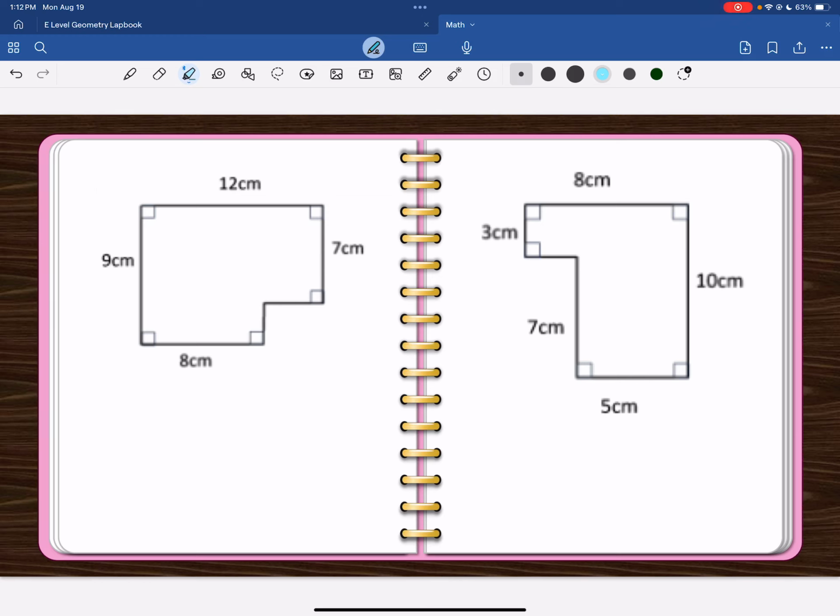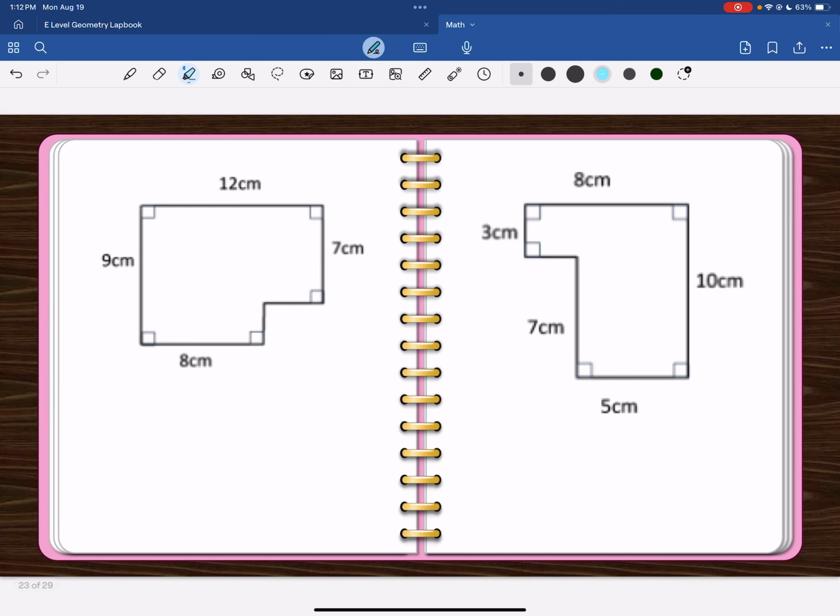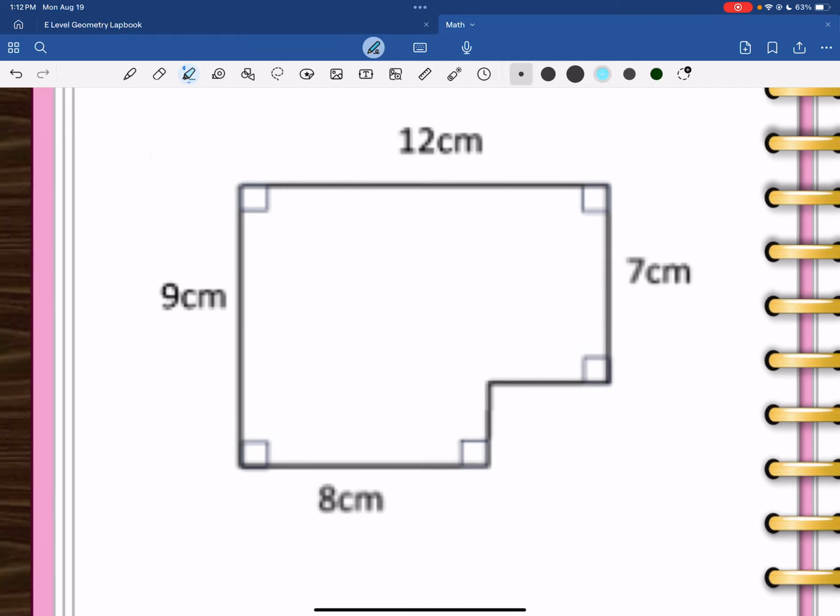In this last lesson, we are looking at composites. And we know that a composite is a large shape made up of smaller shapes. So you have 3 of these, and we're going to save that fraction one until last. So let's take a look at this one first.